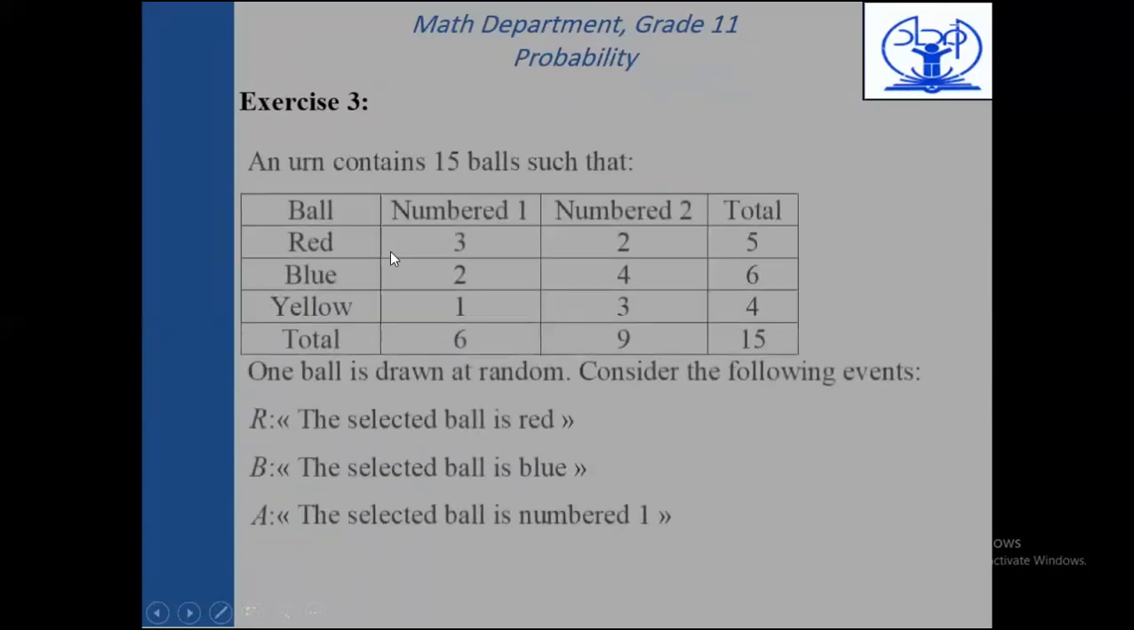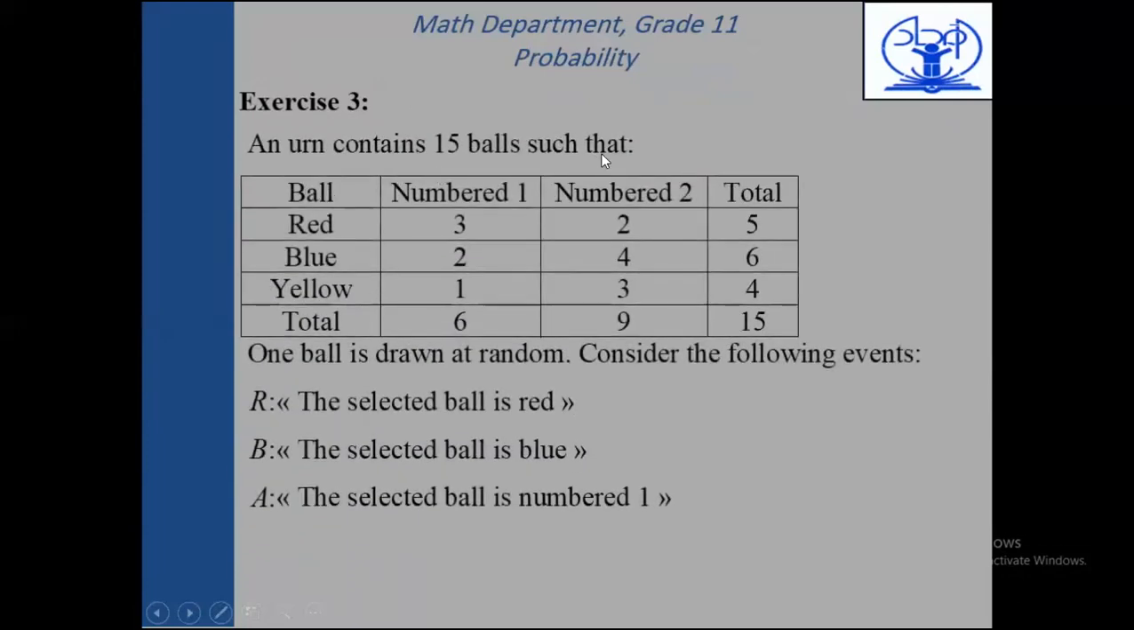Exercise 3. An urn contains 15 balls. These balls are classified per color, red, yellow, and blue, and per number. Each ball carries a number, either 1 or 2. There are 5 red, 6 blue, 4 yellow. How many numbered 1? 6. How many numbered 2? 9. Distributed according to these colors and numbers. One ball is drawn at random. So the experiment here is one ball is drawn at random.